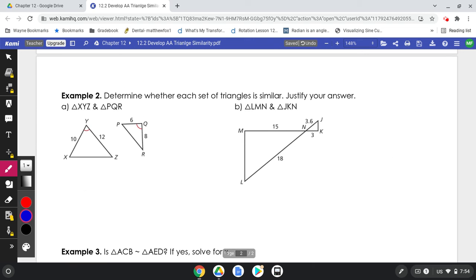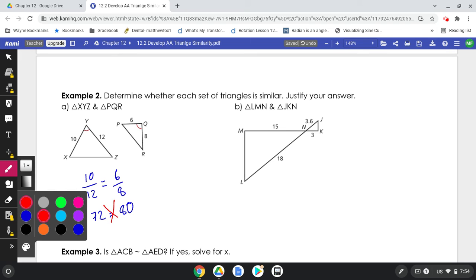All right, so take a look here, and we can try to decide, are these triangles similar? So once again, we would need to use SAS. We can see here these angles are the same, y and q, and we can set up an equation or a proportion and see if it's true. So if we do 10 over 12, that would have to be equal to 6 over 8. Now if we cross multiply, we are going to get 72 equals 80. That is not true, so not similar.